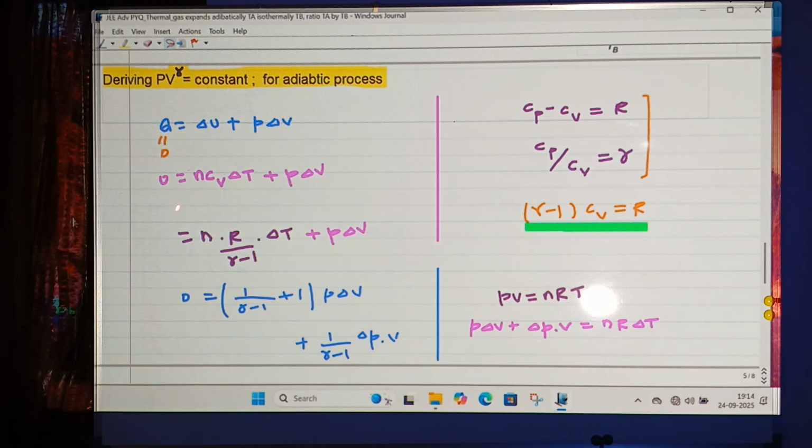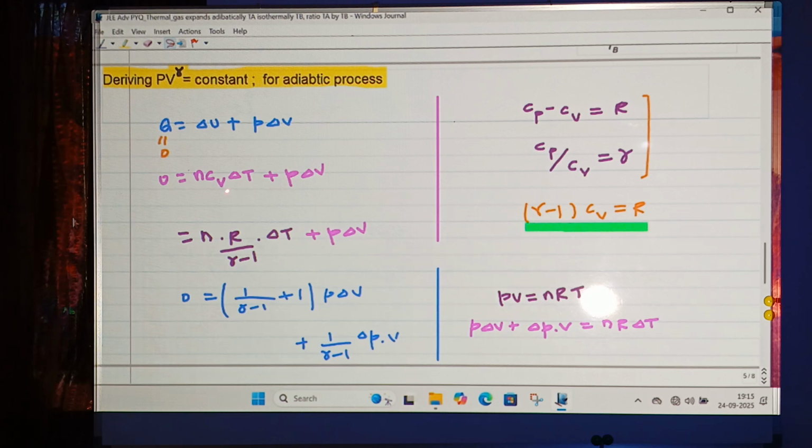And we can get Cv from these two relations. This is called Mayer's relation. Cp minus Cv is the gas constant R, and Cp by Cv is gamma. This is the definition of gamma. So from these two, I can find Cv and Cp. Cp is Cv into gamma. So instead of Cp here, I can write gamma into Cv. So from this, I'll get Cv as R by gamma minus 1.